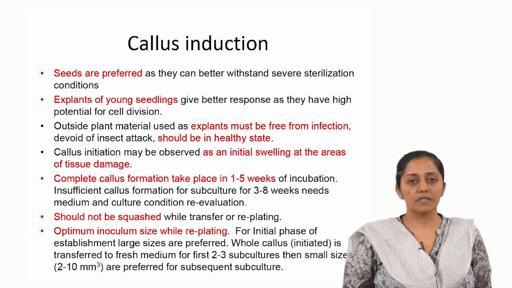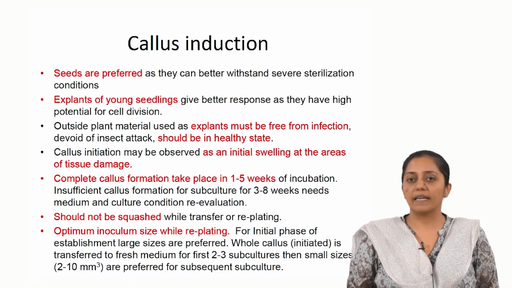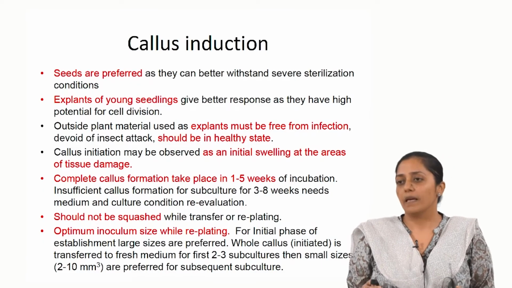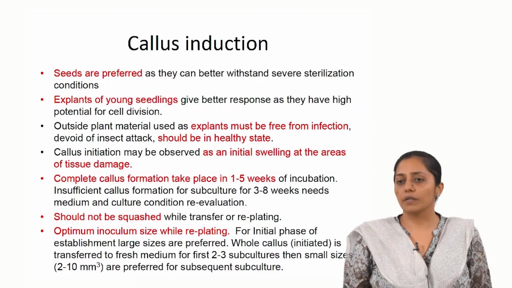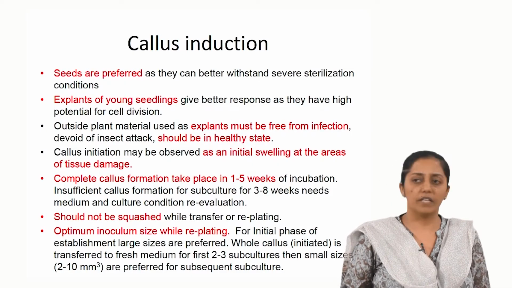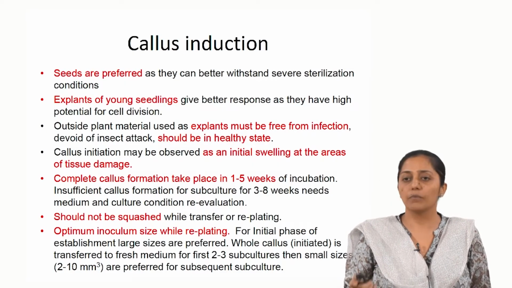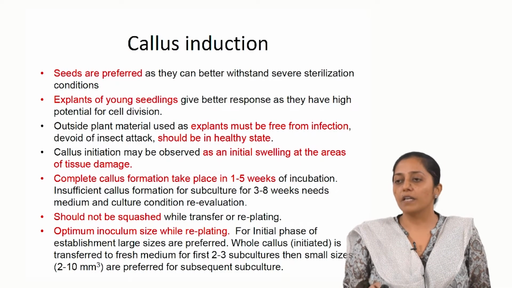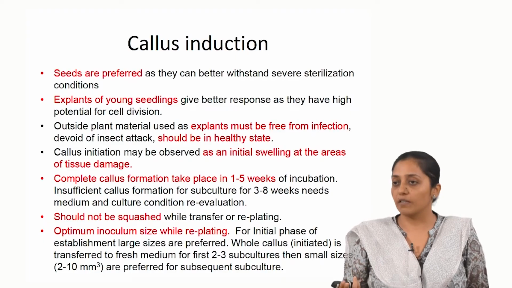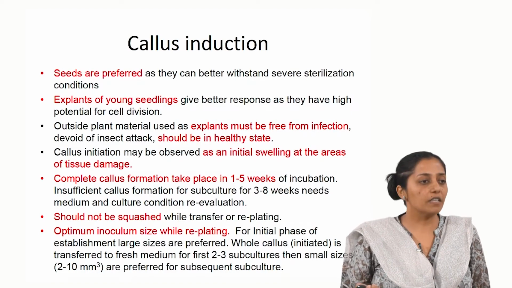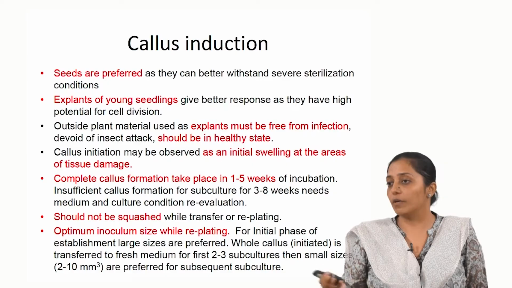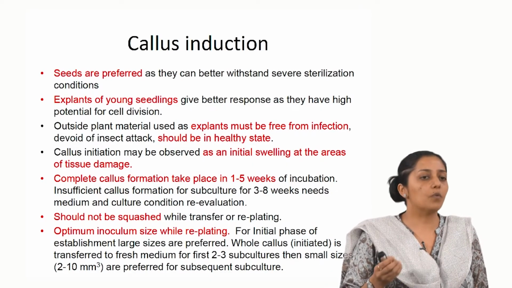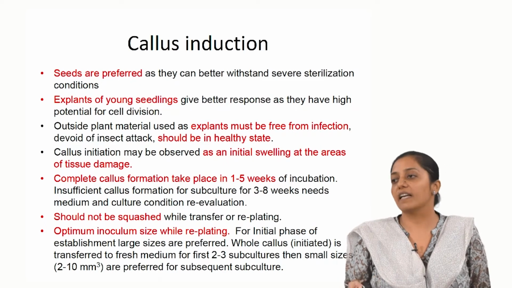Now, for callus induction, seeds are preferred as they can withstand severe sterilization conditions. So, I would still say it depends on the kind of culture you would like to establish. Even if you see the books, different books say different things, but it is very species specific. Generally, depending on the objective of your study, if the objective is to produce a particular phytochemical using plant cell cultivation, then in the end what do you need? You need a very high yielding cell line.